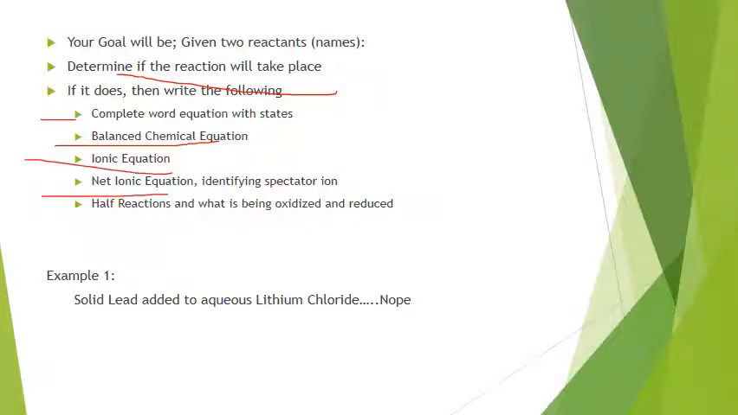The balanced equation, net ionic equation, the half reaction. Tell me what's being oxidized and reduced, and also tell me the spectator ion. And we're going to go over some examples here.